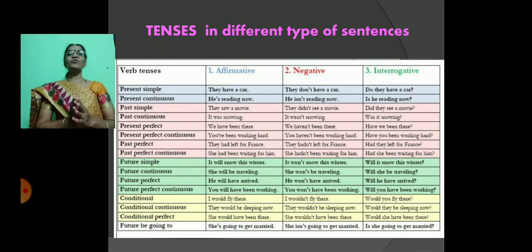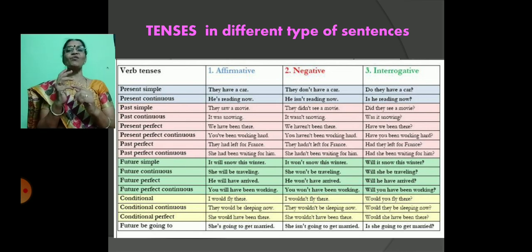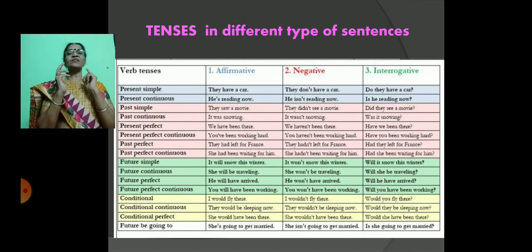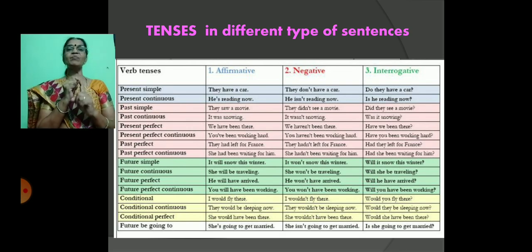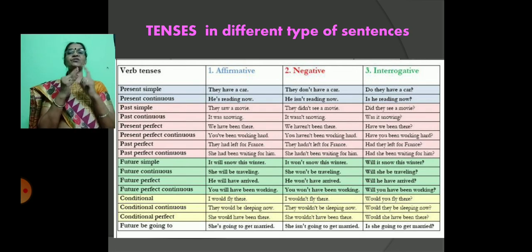So we have done with all the 12 tenses. So let me go through it once again. We have 3 tenses, that is present, past and future. For present we have 4 forms: simple present, present continuous, present perfect and present perfect continuous. For past it is simple past, past continuous, past perfect, and past perfect continuous. Next it is future tense: simple future, future continuous, future perfect and future perfect continuous.